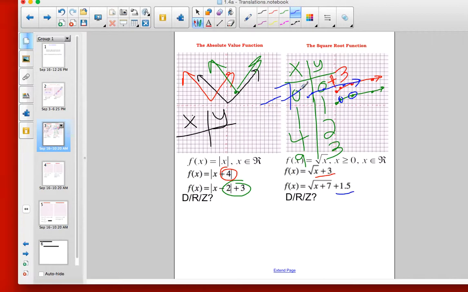And again, domain, range, and zeros. That last one, your domain now starts at negative 7 to infinity. The range is now 1.5 to infinity, and there are no zeros. So all of these domains, ranges, and zeros are changing when you do these translations. So it's always good to remember that.